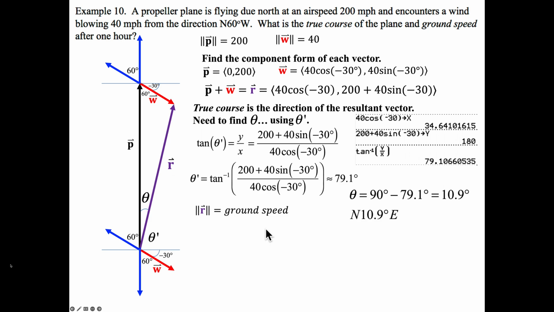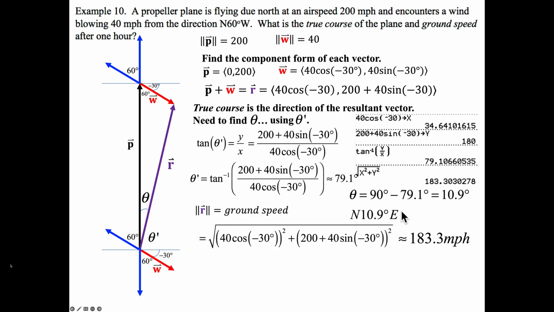My ground speed is going to be the magnitude of that resultant vector. So now remember, that's the x component squared plus the y component squared. We have that stored in our calculator. So for our calculator, you just have to type in the square root of x squared plus y squared. You don't have to enter this all again because we stored it. And that gives us 183.3 miles per hour. And that's the end of section 11.2.